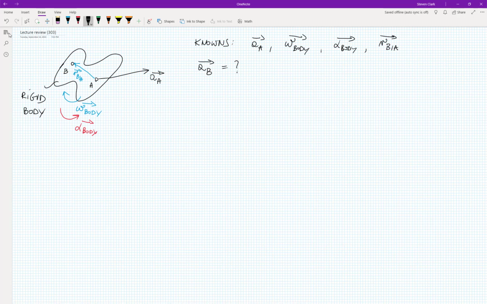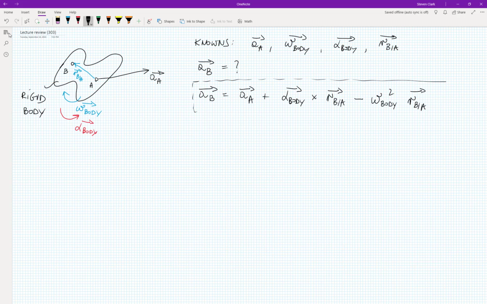All right, and if we know these four things, we can find A_B using the following expression. A_B is A_A plus alpha body times R_BA, and in planar motion, the last term is the following: minus omega body squared R_BA. This is the expression for acceleration analysis in planar motion only.